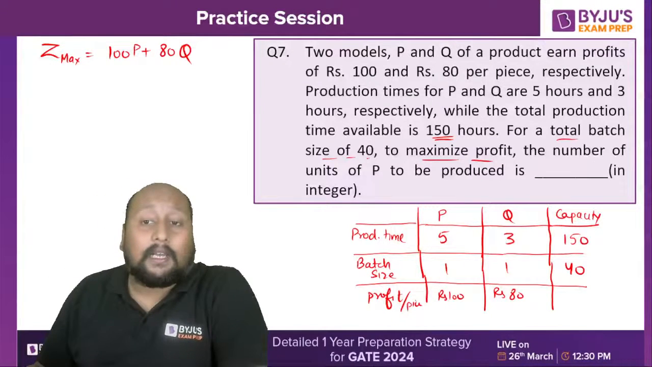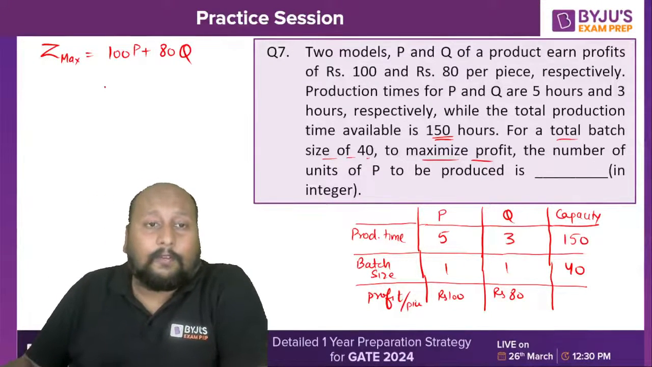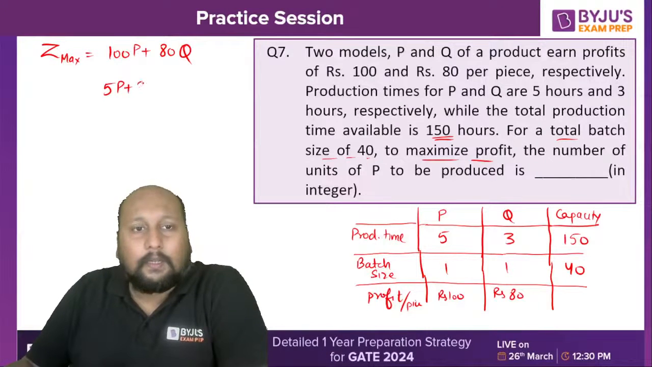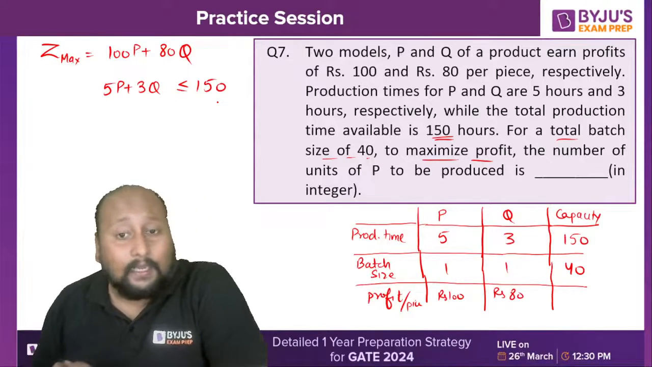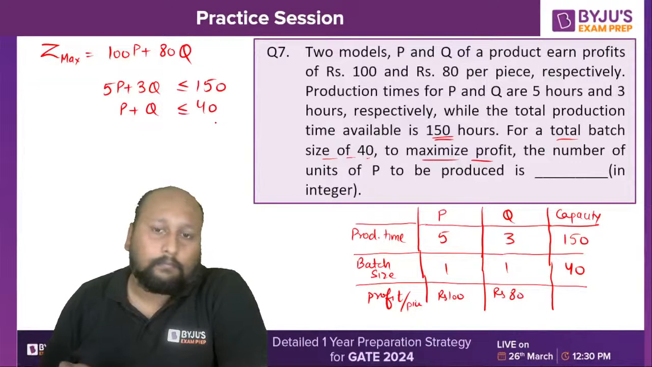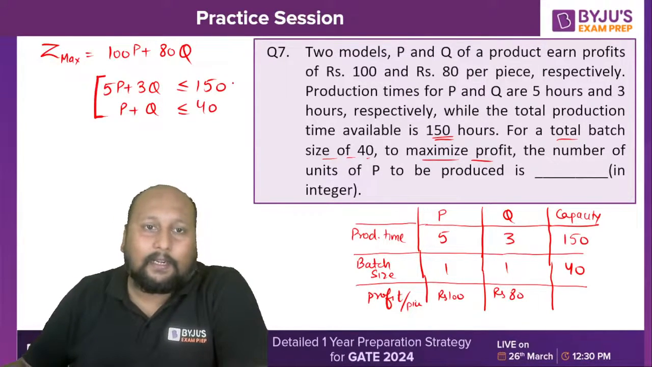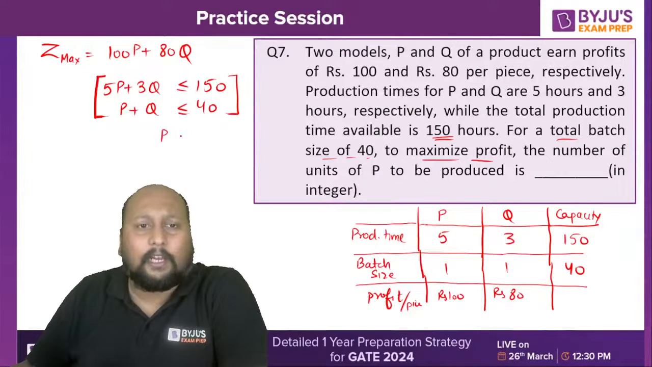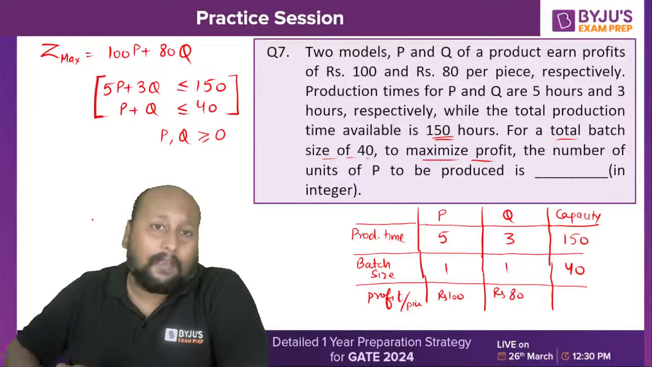The constraint will be 5P plus 3Q, maximum value is 150, so less than equal to 150. This is the first constraint. Second constraint, we are having P plus Q less than equal to 40. So we have created the two constraints, and definitely this P value and Q value will be greater than equal to 0. It won't be having a negative value.